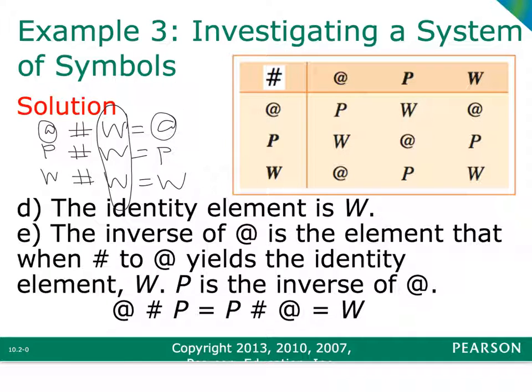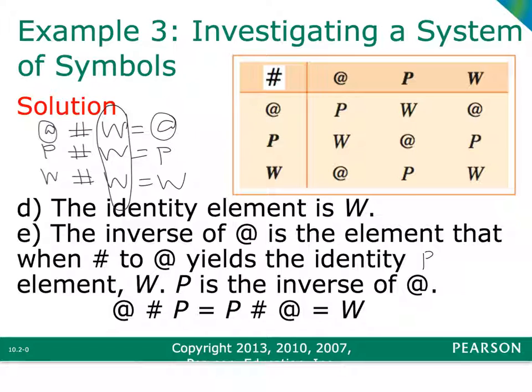Now for the inverse element, we want to get back to this identity element. So @ number what gives me W? Well, that would be P. So @ number P gives us W, right? Which is we're trying to get to the identity element. So the inverse of @ is P. And we can also show the inverse of P. Now we want to get to W, right? P number @ is W. So the inverse of P is @, okay? And then W number what gives me W? It's W. So W is its own inverse. W number W equals W.